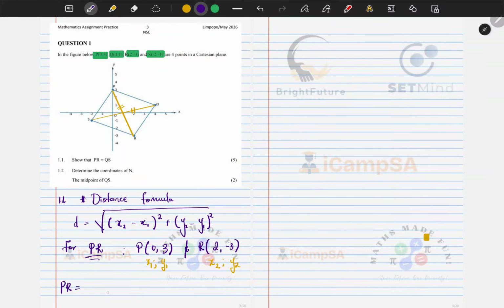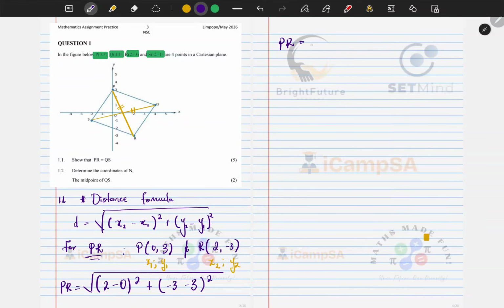So now I'm going to say PR is going to be the square root, right? So now what is my x2? My x2 is going to be 2. What is my x1? My x1 is going to be 0, all squared, plus what is my y2? My y2 is negative 3. What is my y1? My y1 is minus 3, right? Squared.